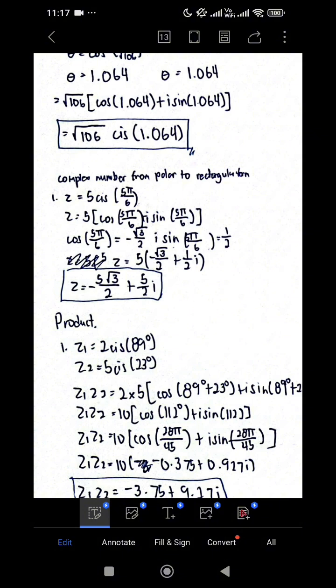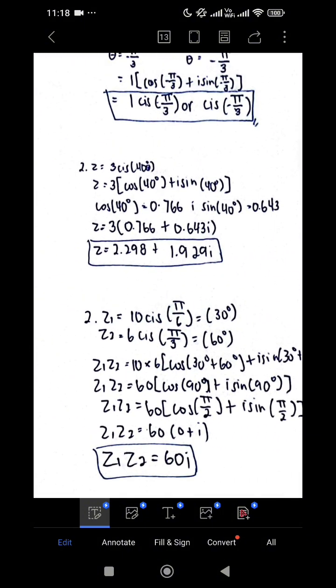Then z is equal to 5. We will get z is equal to 5 [negative square root of 3 over 2 plus 1 half i]. We multiply the 5 through. So the final answer will be z is equal to negative 5 square root of 3 over 2 plus 5 halves i.